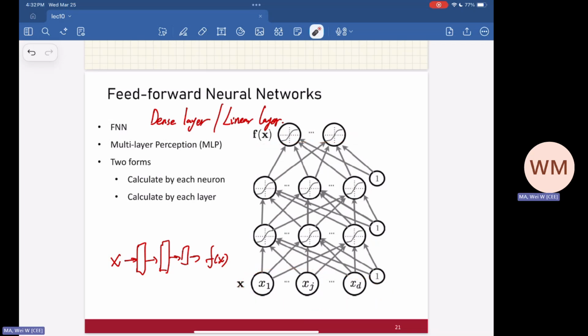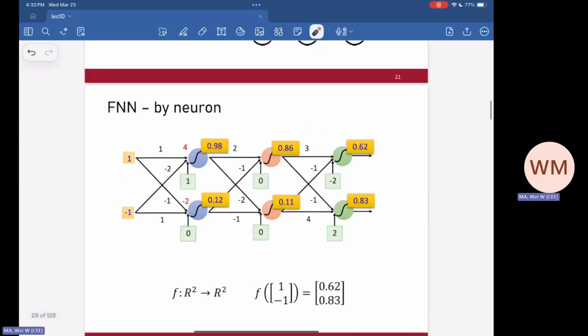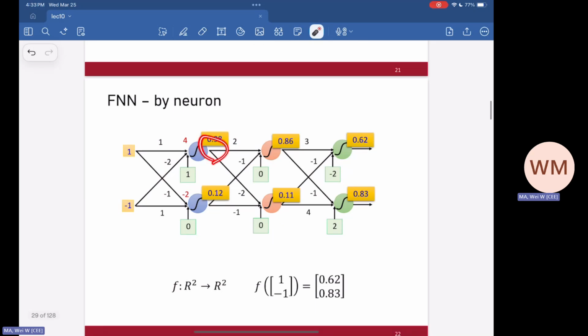So this is super straightforward, right? Let me give you an example. Here you can see that my input is 1 and -1, and I have some weights here and some bias here. What you calculate is very straightforward. 1 times 1, -1 times -2, plus 1, so it gives you 4. You input this 4 to the logistic sigmoid, and you have 0.98. Similarly, you have 0.12. Once you have this 0.98 and 0.12, you can input them to the next layer, calculate this one, and then calculate the final one.